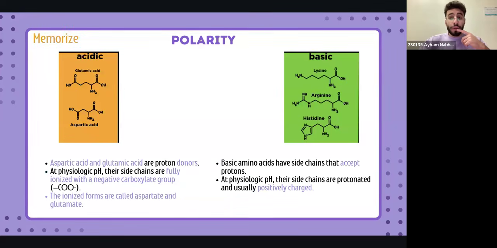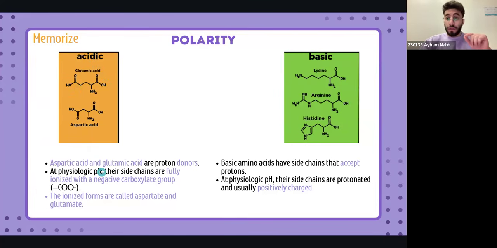Now let's go into the two most important amino acid groups, which are acidic and basic. The acidic amino acids are just two, glutamic acid and aspartic acid. As they are acids, they donate a proton. They give a proton to the basic amino acids. We're going to talk about this later in the titration curve lecture.